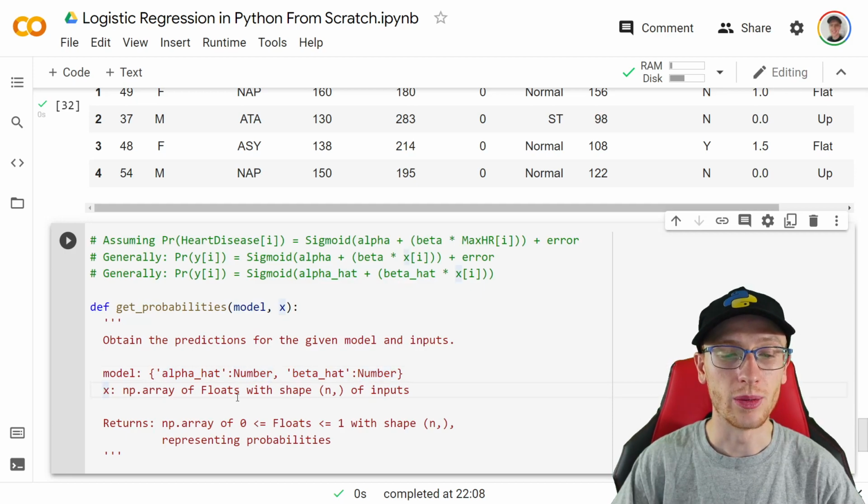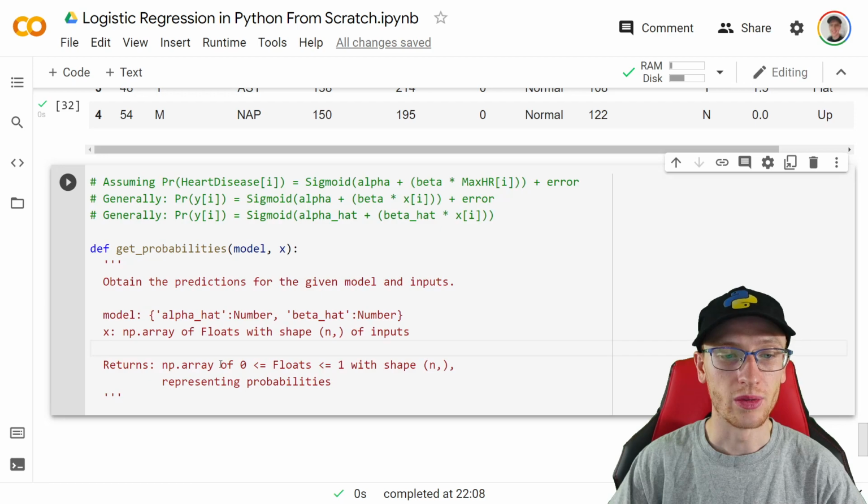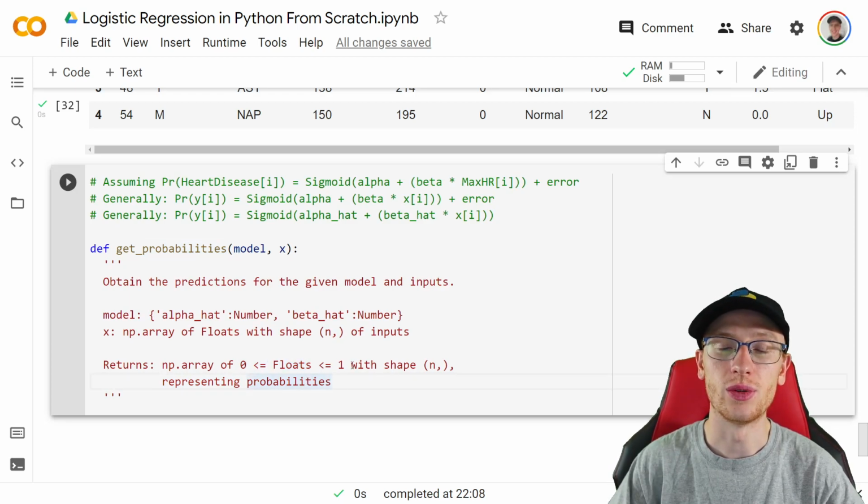And X is going to be a NumPy array of floats with a shape of n, where n is the number of examples that we have representing the inputs. And it's going to return a NumPy array of floats with the same shape. So it's going to be 1 to 1, basically mapping these inputs to predicted outputs, representing probabilities. And so each of these values has to be a float between the range of 0 and 1.